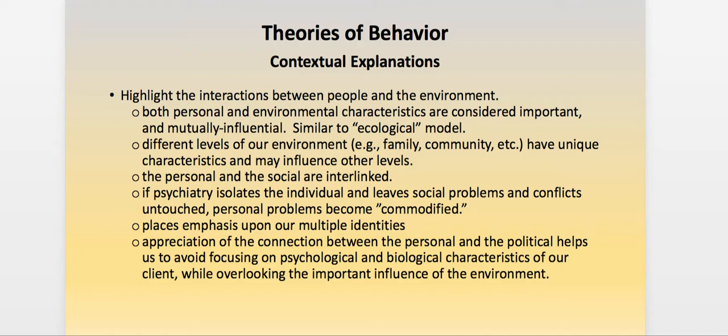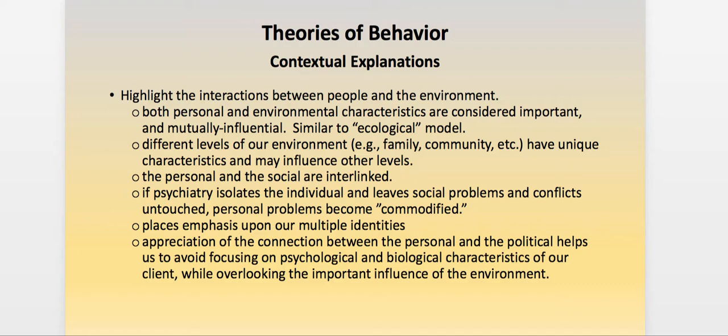Different levels of our environment have unique characteristics and have influences on other levels within the environment as well. So if you go back to those five levels of intervention, there was the individual, the family, the social community, and the political, socioeconomic. There was another one in the middle. I'm just losing it at the moment, but these have influences on each other as well, depending upon where the individual is located. There's no question that the personal and the social are interlinked.